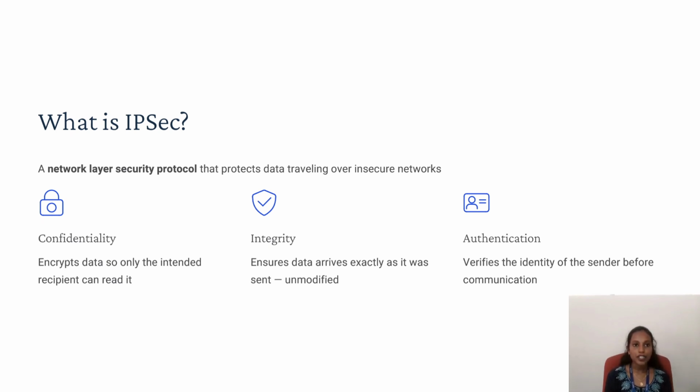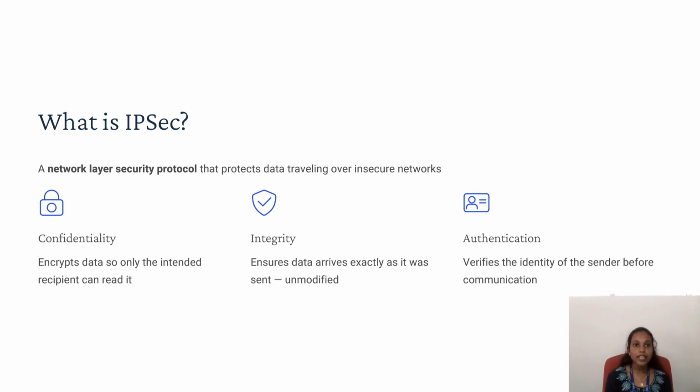First one is confidentiality. This is achieved through encryption algorithms such as AES or DES. The plain text is encrypted into ciphertext. Only the receiver with the correct key can decrypt it. This prevents unauthorized users from understanding the data.